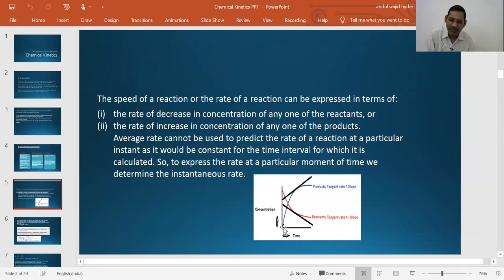With time, concentration of reactant always decreases, this red line, and concentration of product always increases. See this red line going down, means minus slope. And this blue line is going up, that is products, that is plus slope. So the concentration of reactant decreases with time, which is rate of disappearance of reactant, and rate of appearance of products means the concentration of product increases with time. So this all is already done. This is the graphical representation.